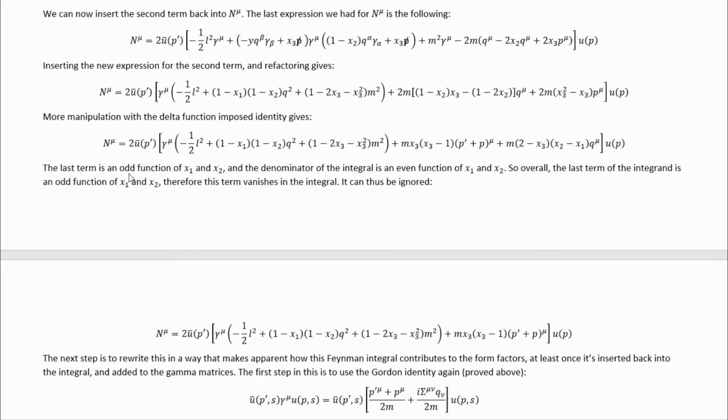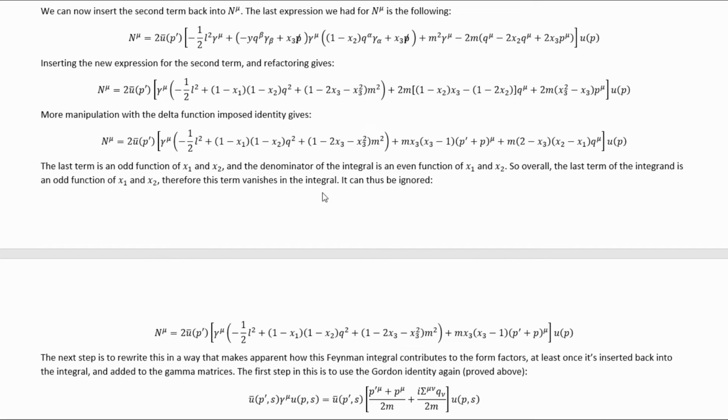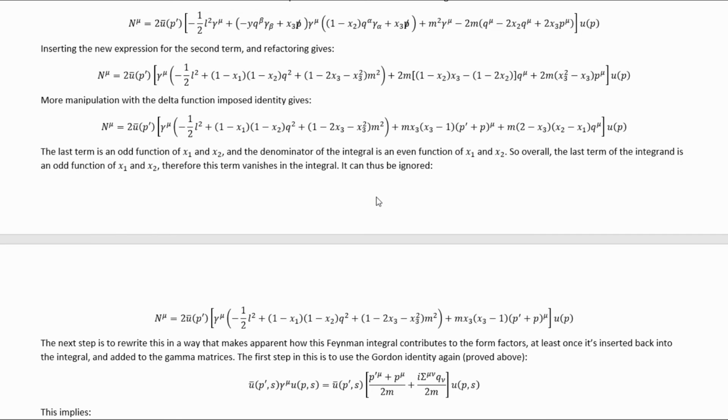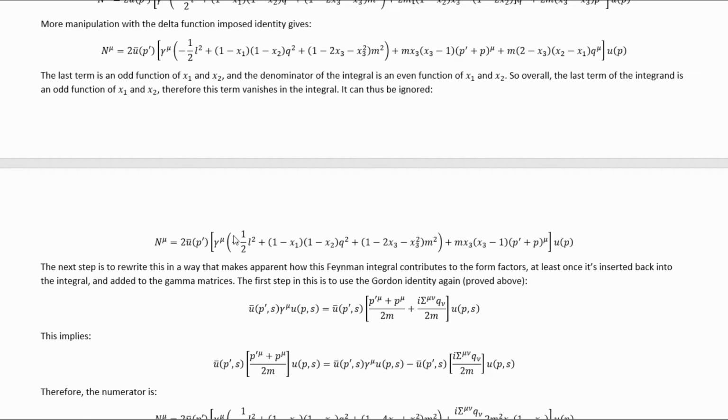The last term is an odd function of x1 and x2, and the denominator of the integral is an even function of x1 and x2. So overall, the last term of the integrand is an odd function of x1 and x2. Therefore, this term vanishes in the integral. It can thus be ignored, which allows us to shorten it down to this.